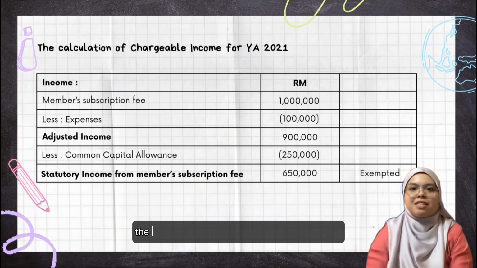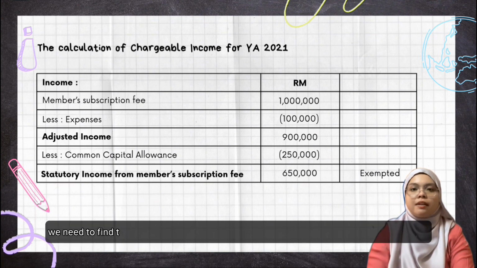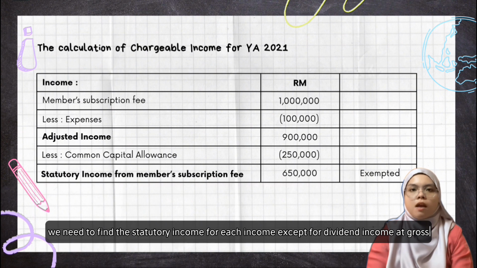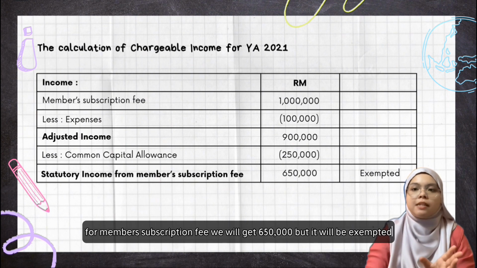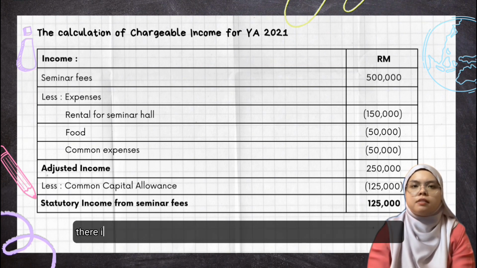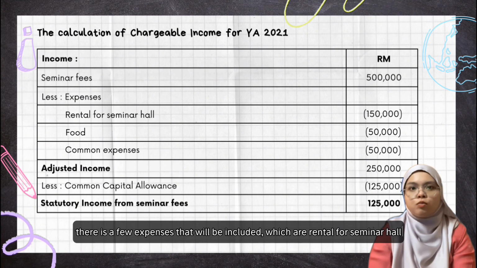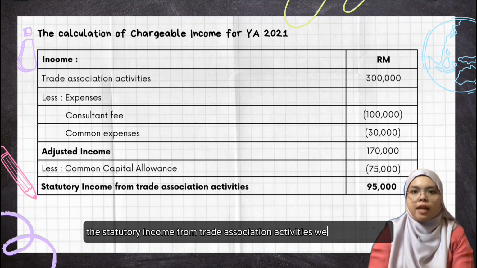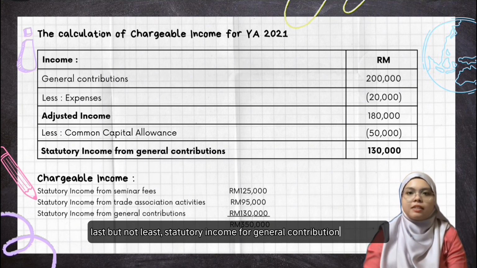Next, the calculation of statutory income for the year of assessment 2021. We need to find the statutory income for each income except for dividend income at gross. For member subscription fee, we will get 650,000, but it will be exempted. Statutory income from seminar fee, we will get 125,000. There are a few expenses that will be included, which are rental for seminar hall, food, and common expenses. Statutory income from trade association activities, we will get 95,000 ringgit. Last but not least, statutory income from general contributions is 130,000.